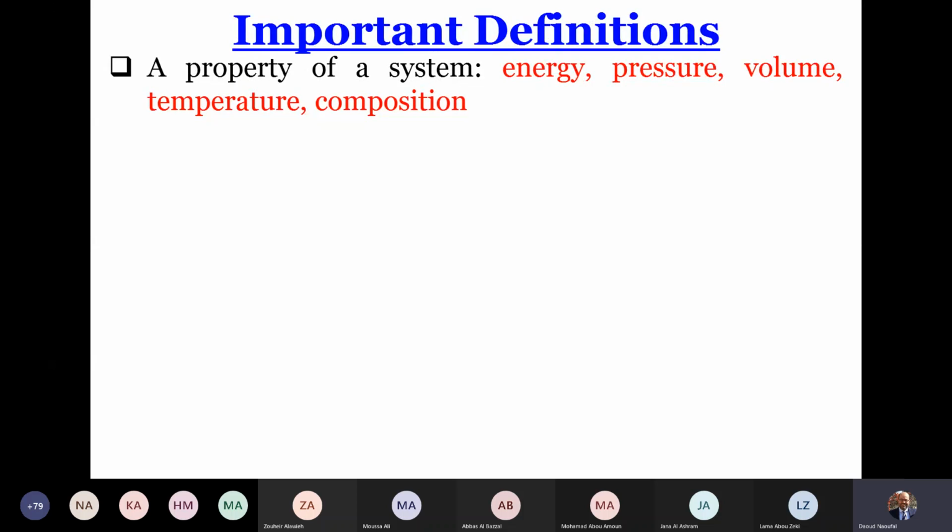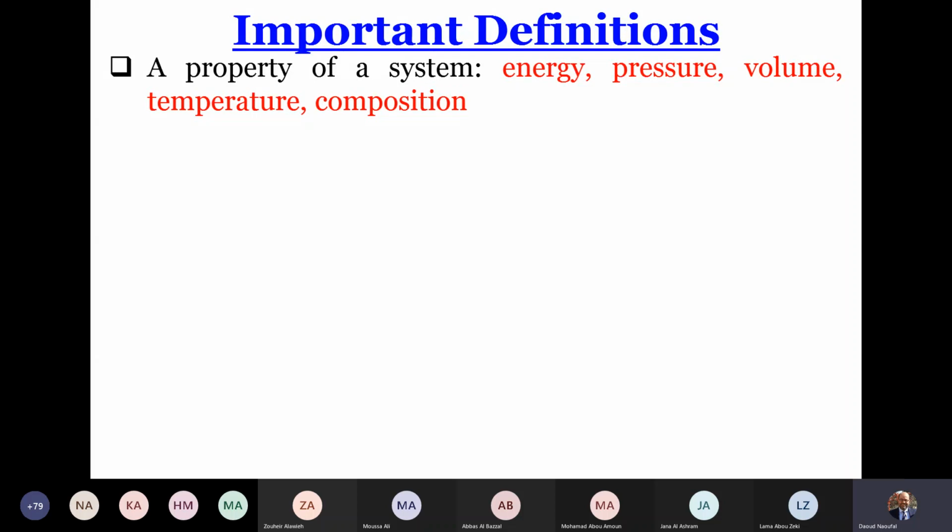And the transformation realized at T constant is called isothermal transformation. The transformation realized at P constant, isobaric. The transformation realized at V constant is called isochoric.